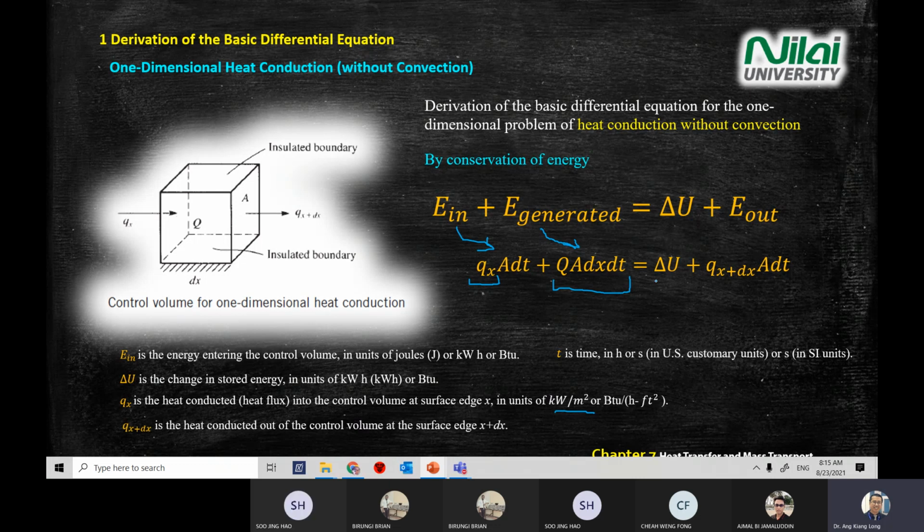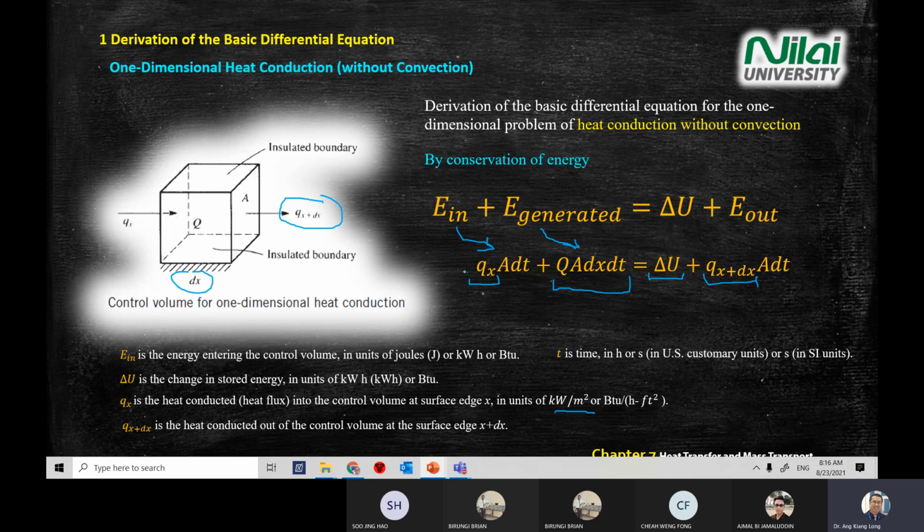Delta U is the change of stored energy, in the unit of kilowatt hour. Usually you will be given delta U. And for the energy out, you take what is happening to your Q. On the right hand side, your Q becomes Q sub x plus dx because it is going through some dx here. So your Q x plus dx is on the right hand side of the control volume, times A and dt.